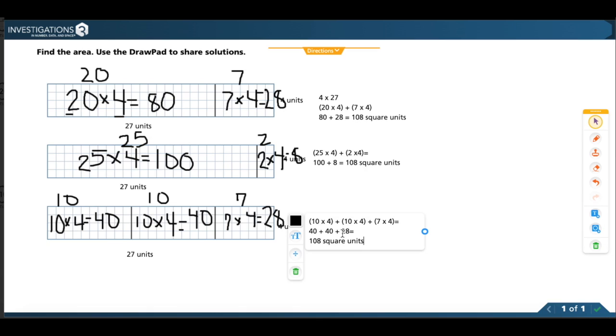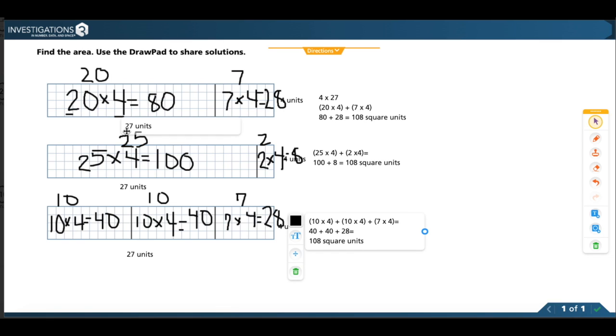I need to make sure that, just like in 27 units, I'm breaking apart 20 and 7, and I'm still keeping 4 units the same. As long as I'm having the same length or the same width throughout, it's going to have the same answer. I'm just breaking apart 27 into 2 different numbers that add up to equal 27, which make it easier for me to figure out.